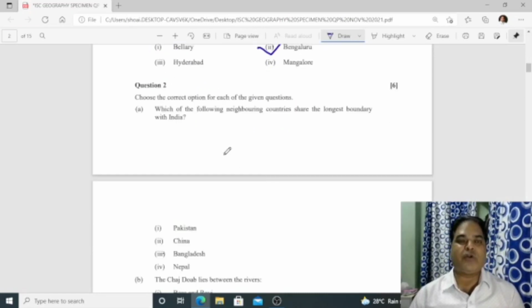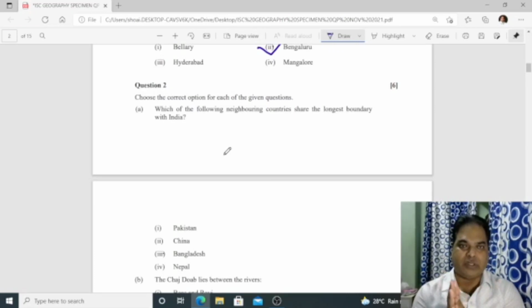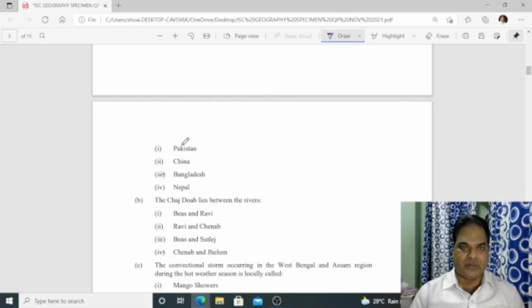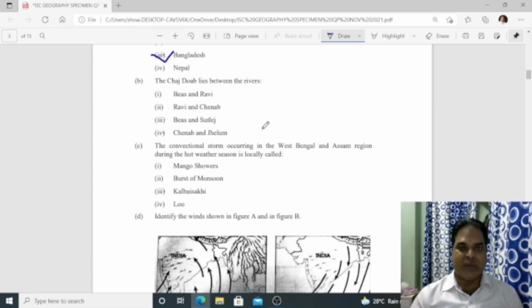Now let us move on to question number 2. Choose the correct option for each of the given questions. Which of the following neighboring countries shares the longest boundary with India? It is Bangladesh. Bangladesh shares the longest boundary. Now the Chaj Doab lies between the rivers. So number 4 is the correct answer.